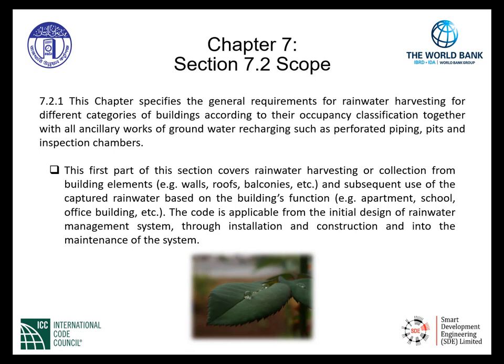This first part of this section covers rainwater harvesting or collection from building elements such as walls, roofs, balconies, and similar components of buildings, and subsequent use of the captured rainwater based on the building's function. Rather, it may be an apartment, a school, an office building, or some other function of a building. The code is applicable from the initial design of rainwater management system through installation and construction and into the maintenance of the system.